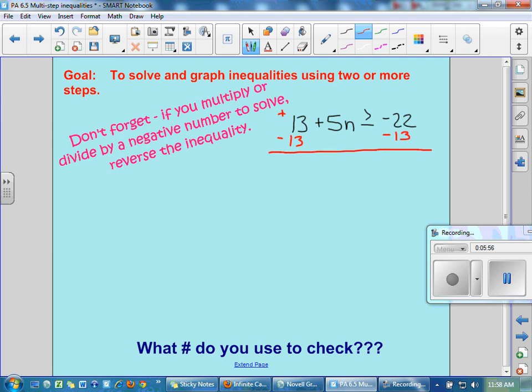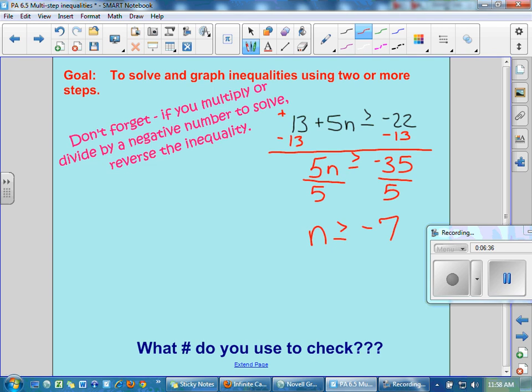What's left? 5n is greater than or equal to negative 22 minus 13, which is negative 35. And now I divide by 5. N is greater than or equal to negative 7. Good. All right, negative 7. Now, why didn't I flip the sign? This negative 35 here was negative, right? Why didn't I flip the sign?